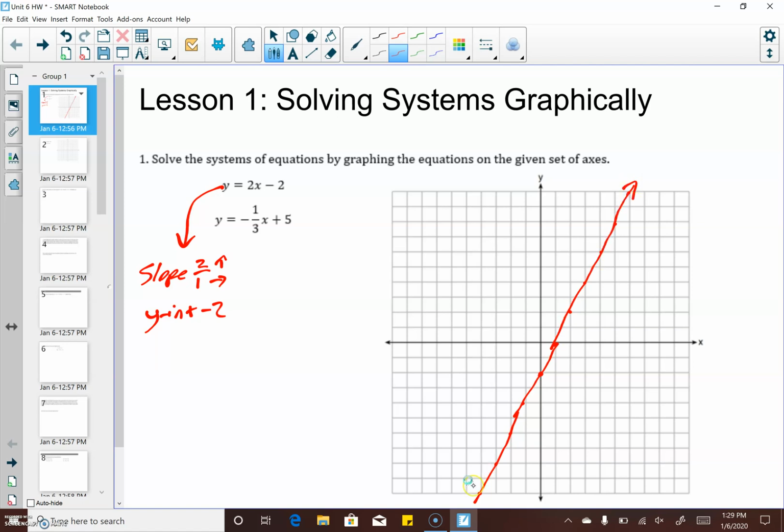And now, since I know this is a system and I know we're going to be putting multiple lines on the same graph, I have to make sure that I label it. So there's my first one. My second one gives me a slope of negative 1/3, which means I'm going down 1 and right 3, and then a y-intercept of positive 5.